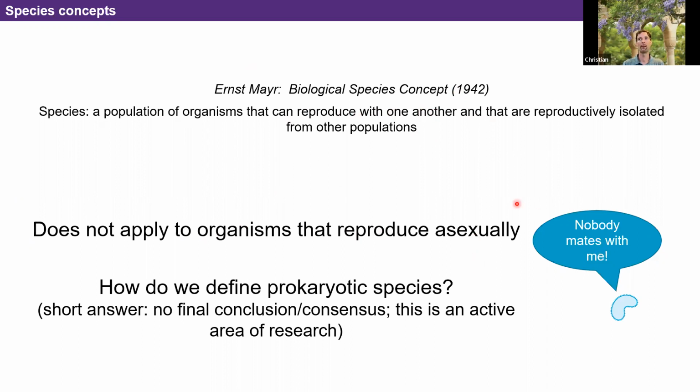Nobody mates with me. Microbes, prokaryotes don't need a mate. They reproduce asexually. So the question is then, well, okay, where does that leave us? How do we define a prokaryotic species? The short answer is there is no final conclusion and consensus, right? People say that is the perfect concept to define a prokaryotic species. It's still an active area of research, and different ways of going at this topic have been proposed.